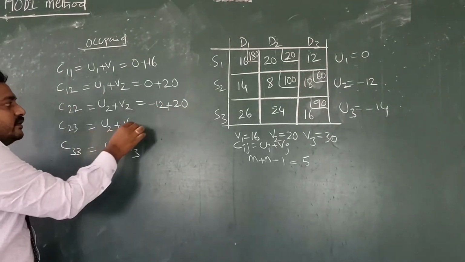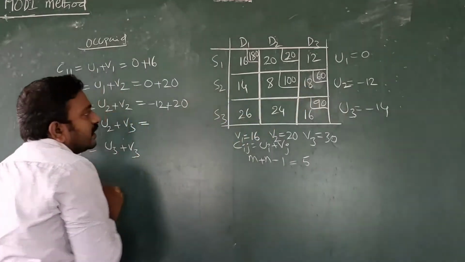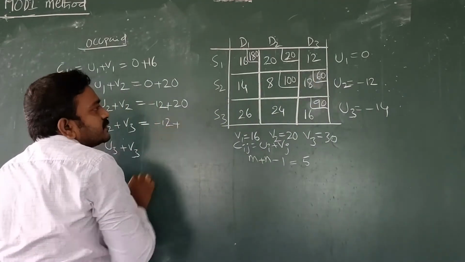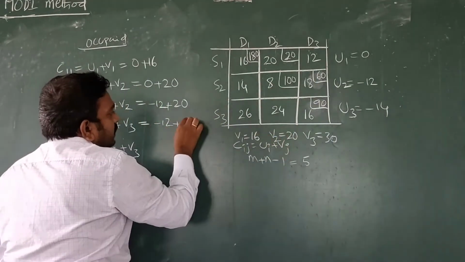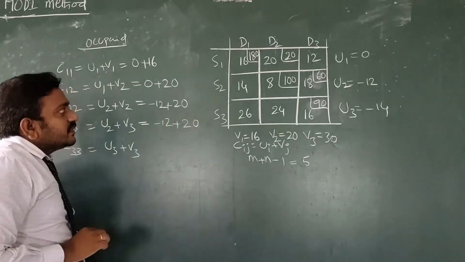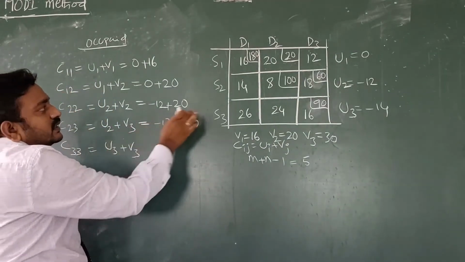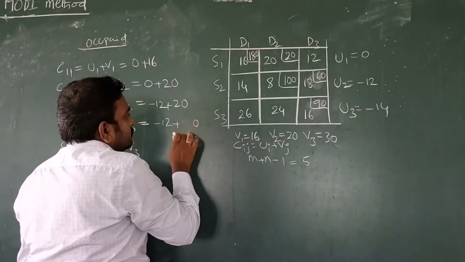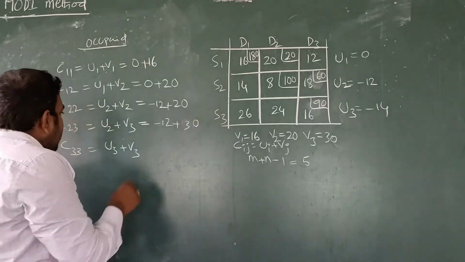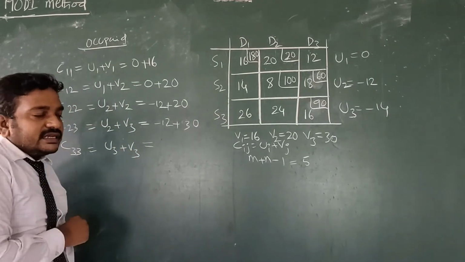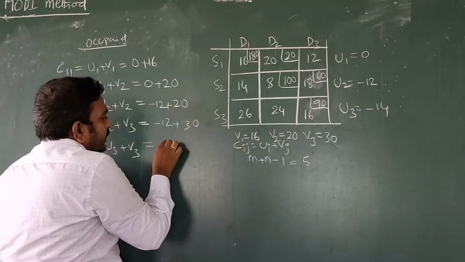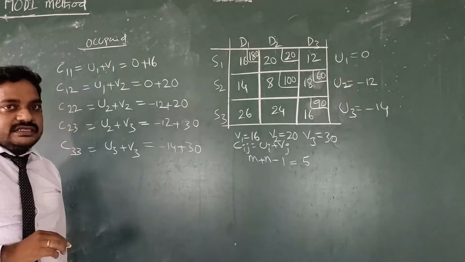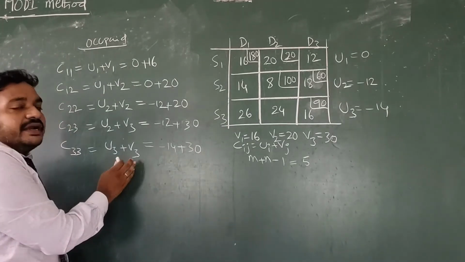Now the C23 value is 18. How did you get this 18? The corresponding U value is minus 12, and the corresponding V value is 30. Minus 12 plus 30, that gives 18. The last one, C33 value is 16. So minus 14 plus 30, that equals 16. This is for occupied cells.